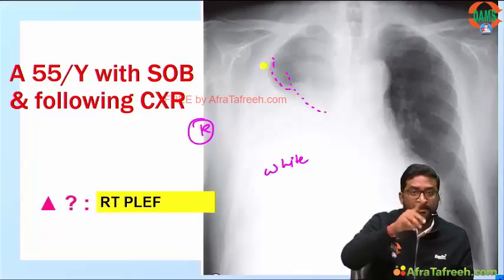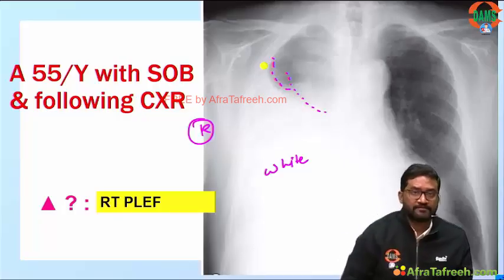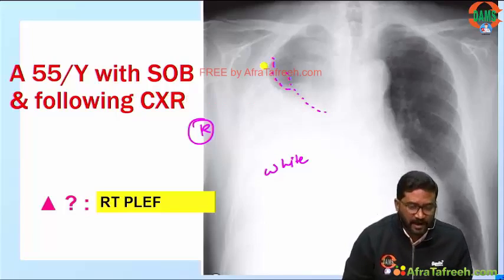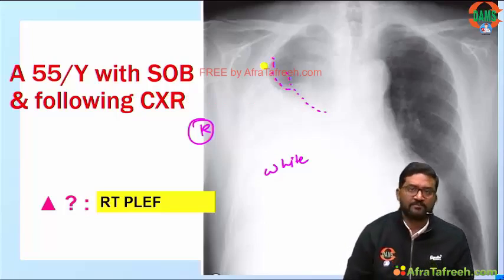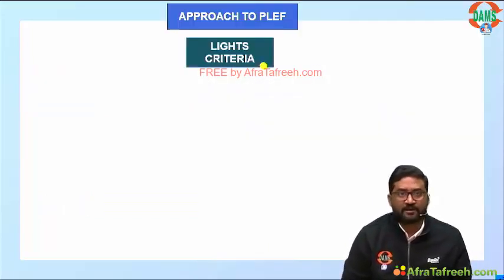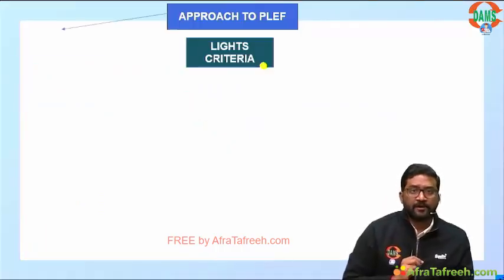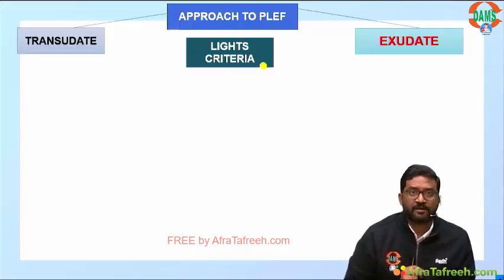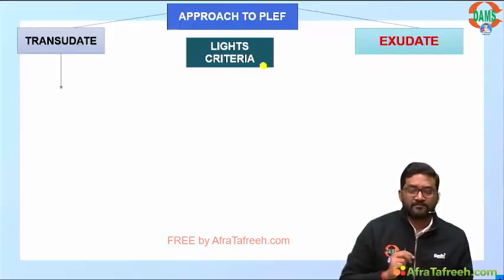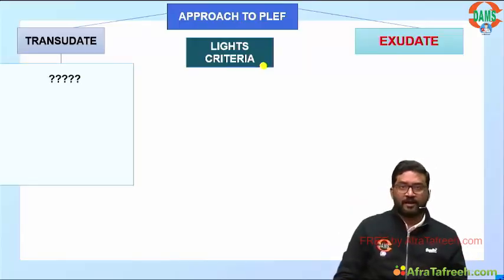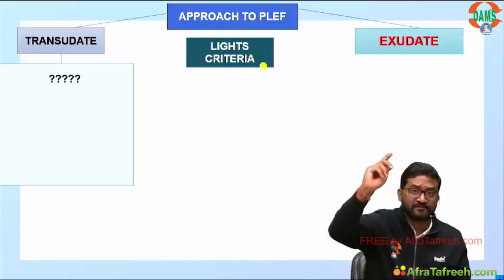Whenever they give you any pleural effusion, what are they going to ask you? The diagnosis based on analysis. That analysis you can easily do with Light's criteria. Based on Light's criteria, you should divide it into transudate and exudate. Whenever it is transudate, life is very easy. Why? Because most of them are systemic causes.